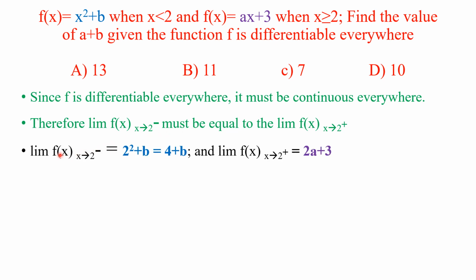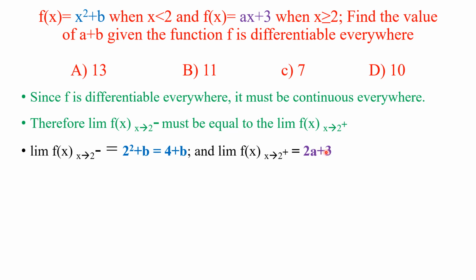Now, if we take the limit as x approaches 2 from the left, then we will be using this equation, which is x squared plus b. So instead of x, we will put 2. So it's 2 squared plus b, and that will evaluate to 4 plus b. And we take the limit of the function, but this time as x approaches 2 from the right. So we will be using this value, okay? And that will be equal to 2a plus 3.